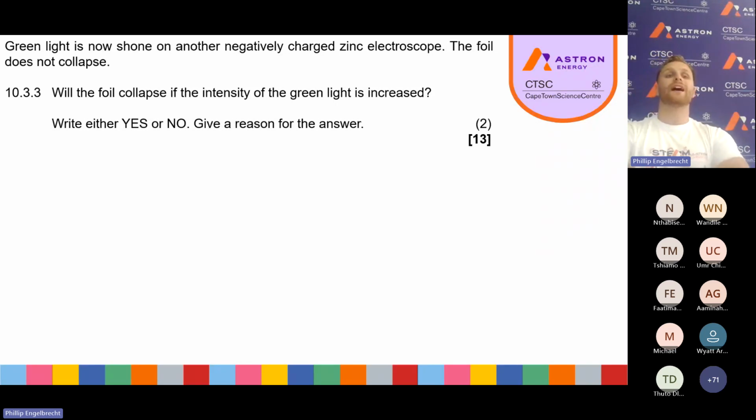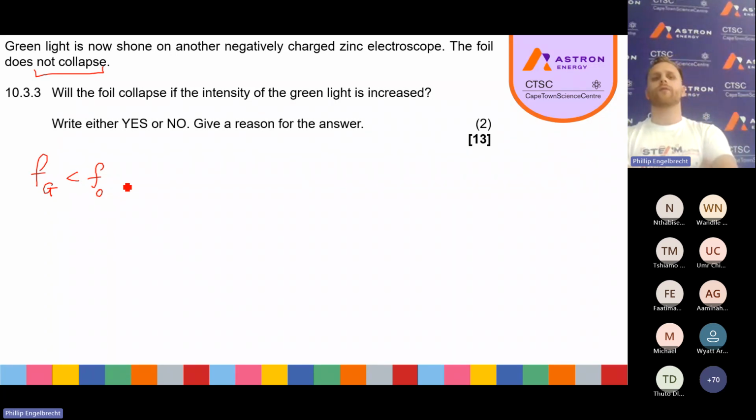The foil does not collapse. So number one, I know that the frequency of my green light, I'm going to say G for green, is less than the threshold frequency of my zinc. Why do I know that? Well, it's because that foil did not collapse. It only collapses if there is electrons emitted. And clearly in this case, there was no electrons emitted.